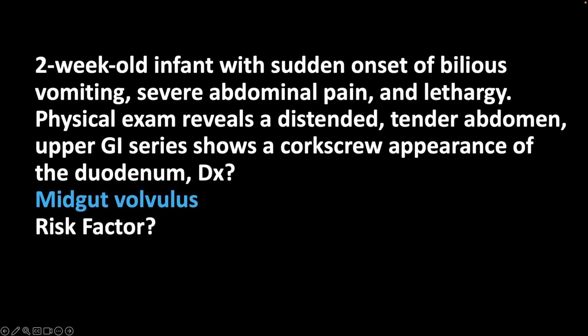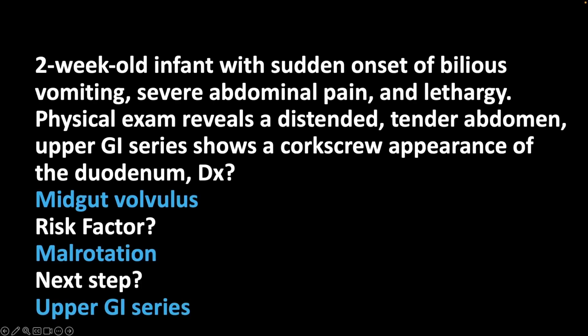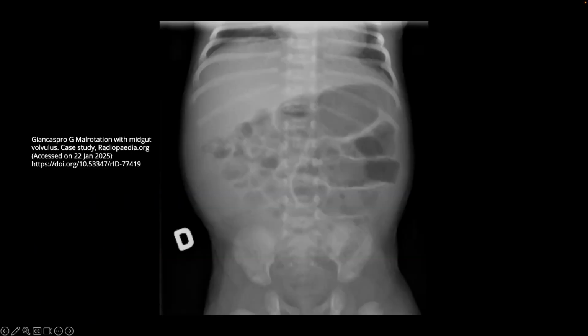And what's the risk factors for this? Malrotation. And what are next steps? You're going to want to do an upper GI series, like we already kind of did in this case vignette. Here's an example of what a midgut volvulus due to malrotation would be.